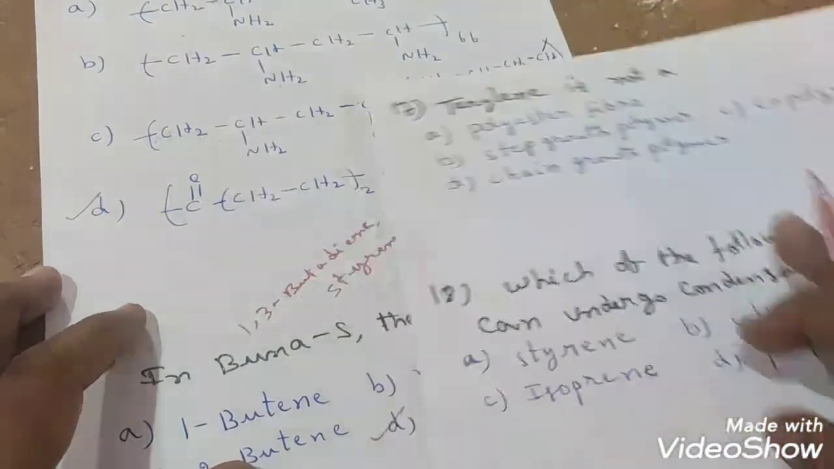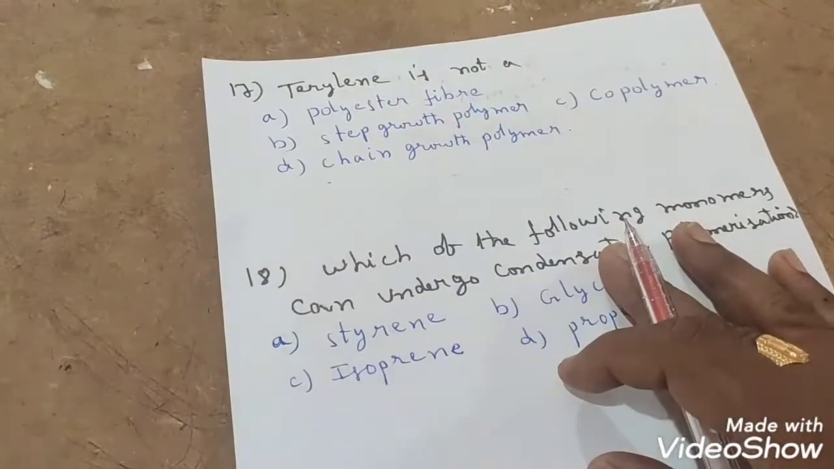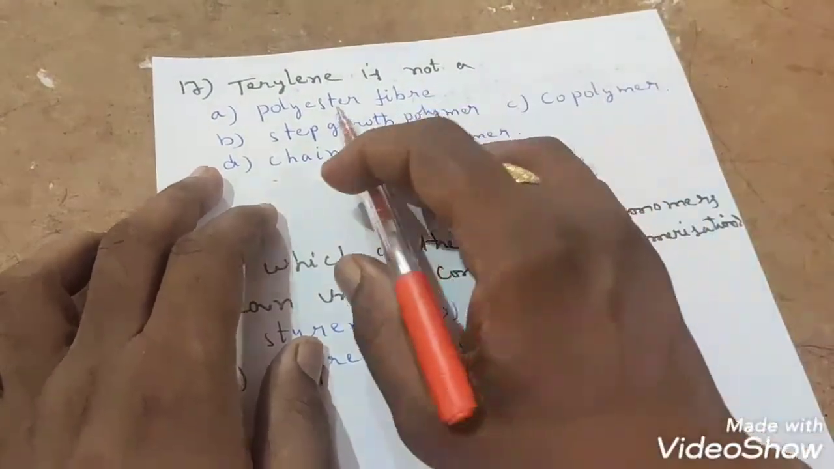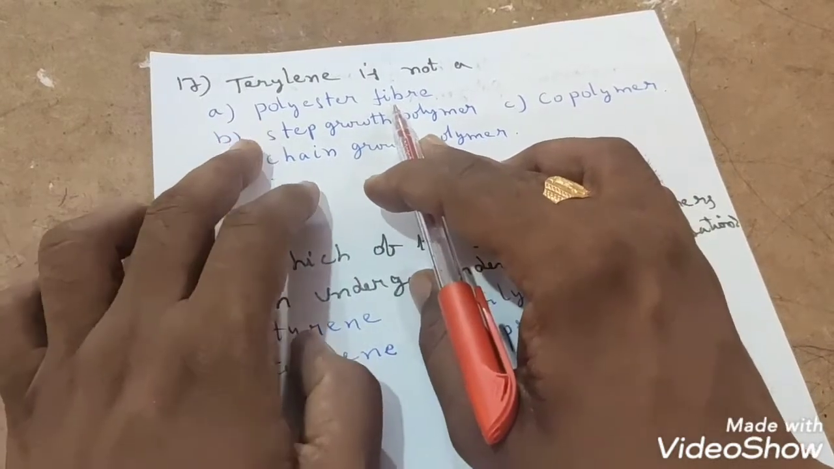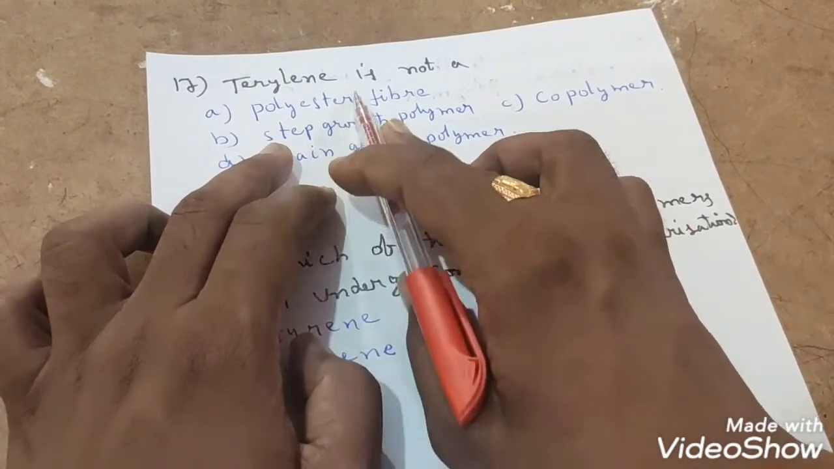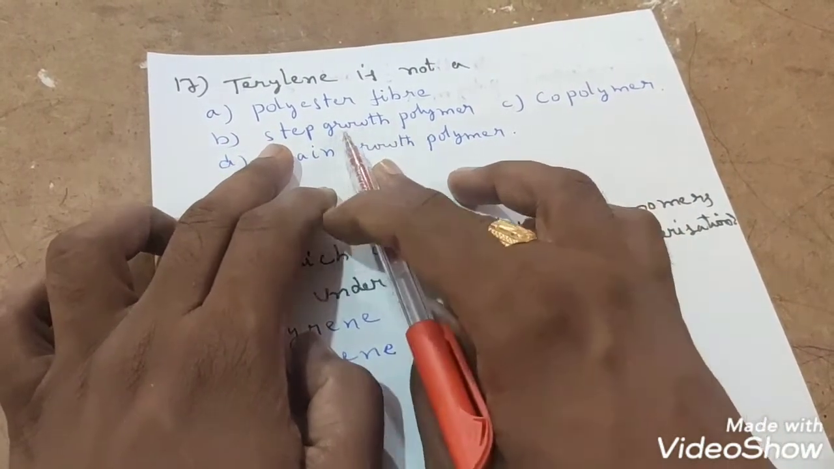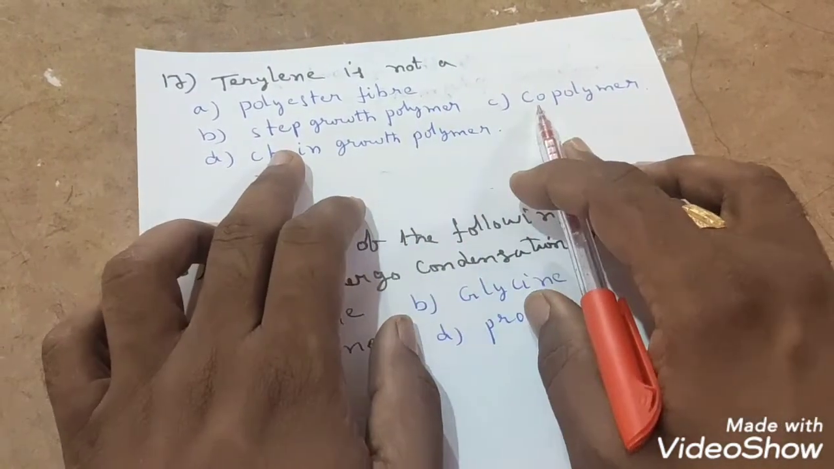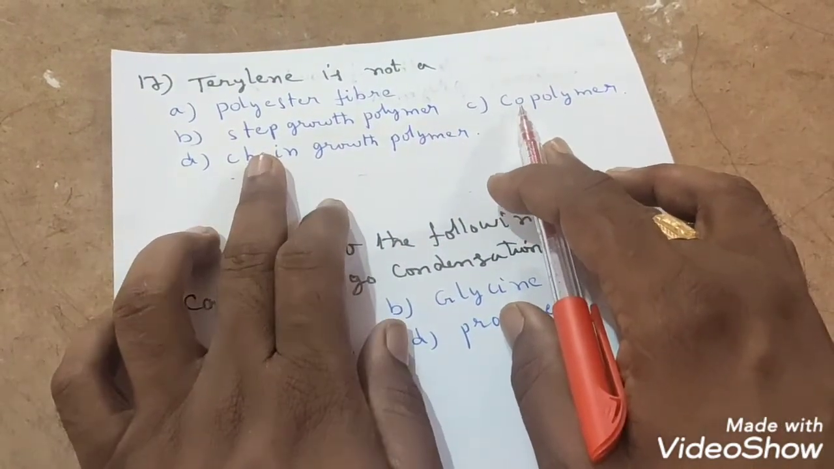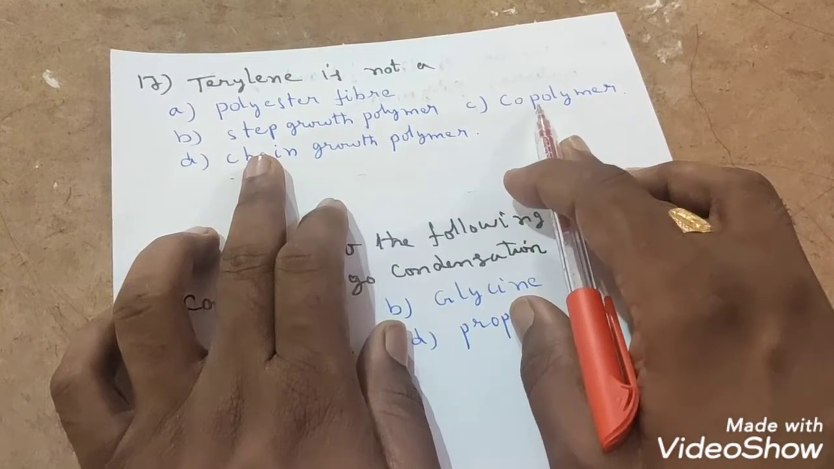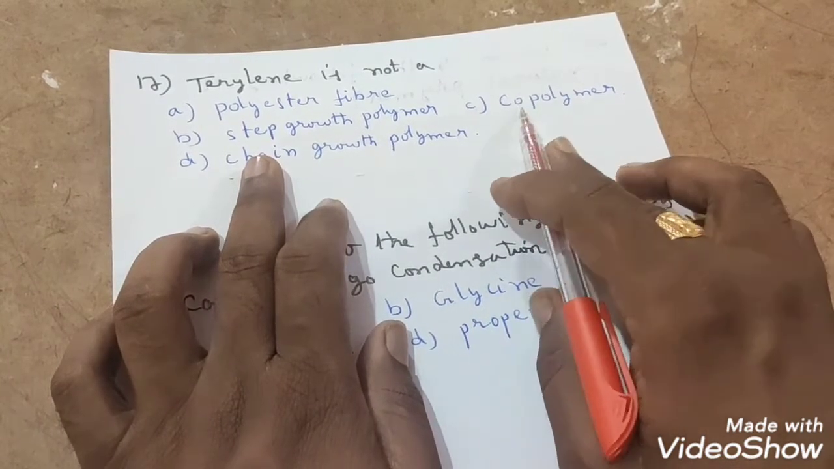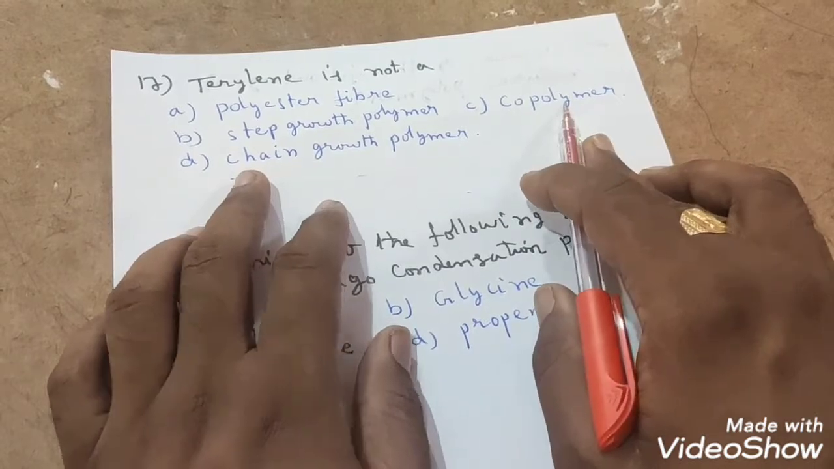And next question, question number 17. Terylene is not a what? It is a polyester fiber. Just now we have discussed, removal of molecules is taking place. So it is a condensation polymer or step growth polymer, correct? It is a copolymer because it came from what? Benzene 1,4 dicarboxylic acid, that is terephthalic acid, and ethylene glycol. Both are different monomer units. So that's why it is a copolymer.